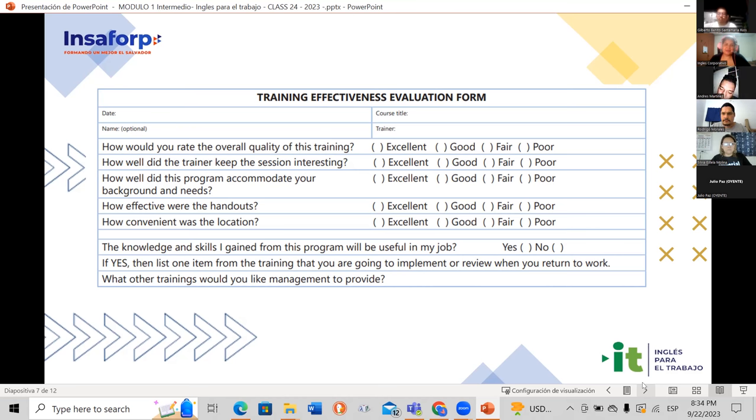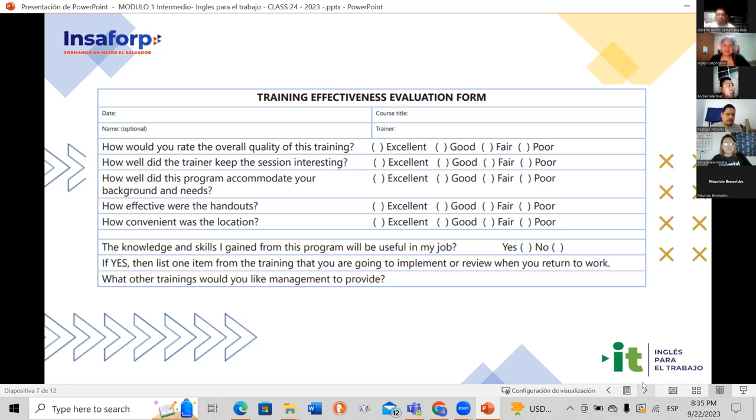Also, it can be called a booklet, okay? The other question is, how convenient was the location? So the location where you received the training, right? If you had to move to another place, or if it was online, or if it was in the company. So how do you evaluate that? And then it says, the knowledge and skill I gained from this program will be useful in my job, yes or no? Just answer yes or no. And at the end, there is a note that says, if your answer is yes, then list the items from the training that you are going to implement or review when you return to work, okay?